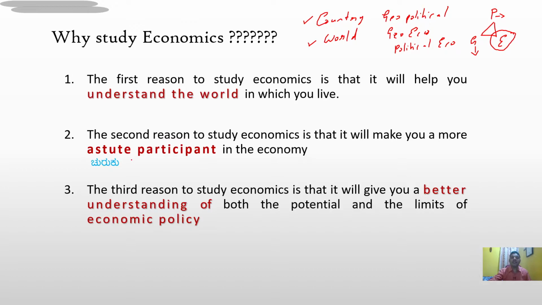The second one is astute participant in the economy. Astute and the churuku. That is, when we study economy, we start participating in what is happening in the economy. So we become the decision makers because we know how the economy is working.